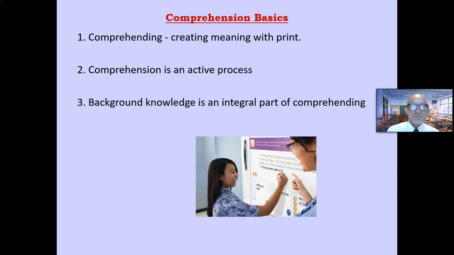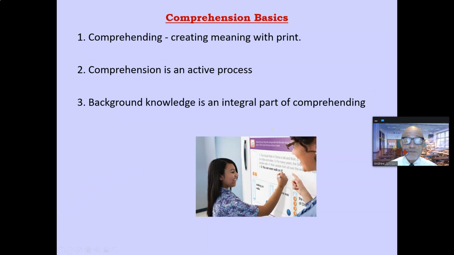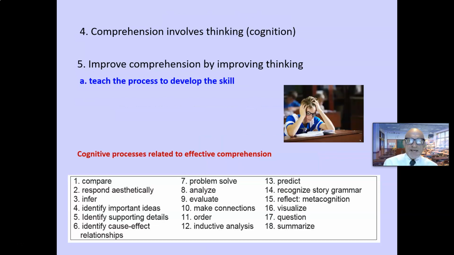Comprehension is an active process, meaning you have to do something, you have to be engaged. You can't simply sit back and be comprehended at. So you have to be cognitively engaged. Your brain has to be active some way. And a third thing is background knowledge is an important part of comprehension. When we are first teaching comprehension skills and strategies, we want to use texts and books that are about things students know about. And fourth, as I've already indicated, comprehension involves thinking, cognition, thinking processes, cognitive processes.